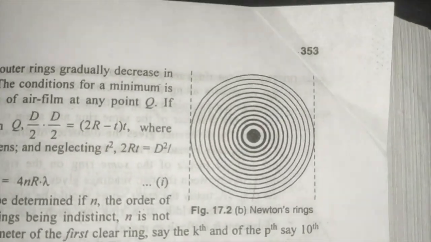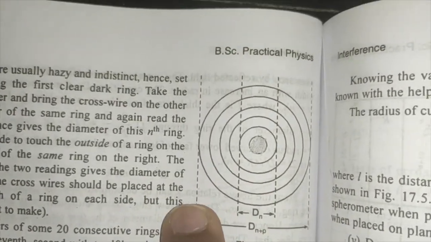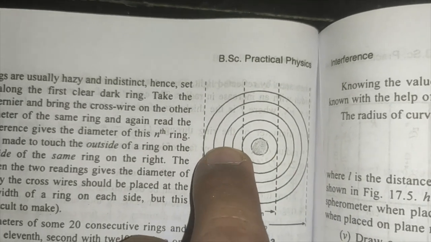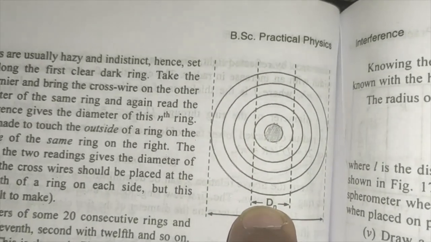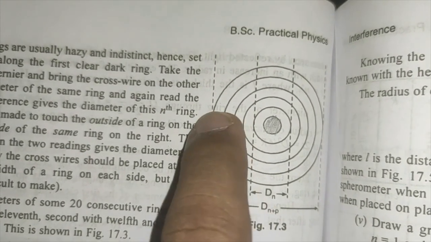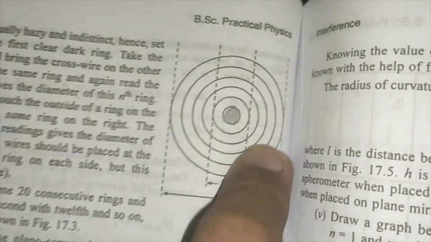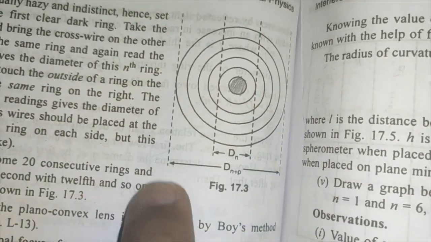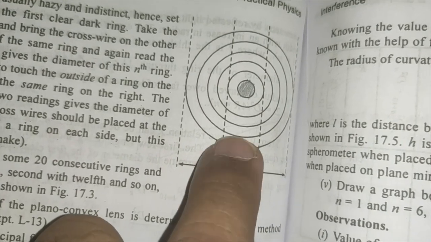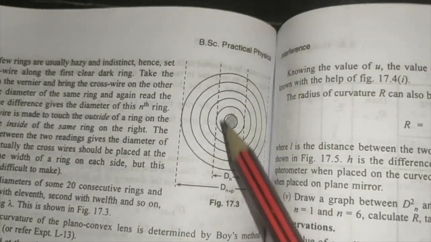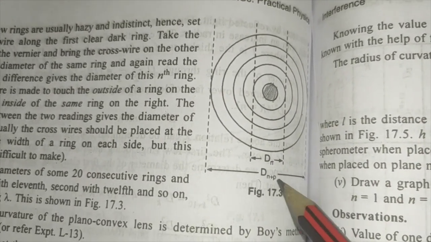What we have to do is find the diameter of these rings. We can find it like this: if I take the reading at this side and the reading at this side, the difference between them will give me the diameter of the nth ring. Similarly, if I add p rings, 1, 2, 3, 4, to this, then the difference between the readings for this ring on both sides will give me Dn+p, the diameter of the (n+p)th ring. So this is the diameter of the nth ring, and this is the diameter of the Dn+p ring.